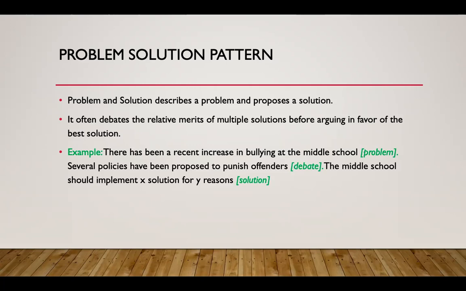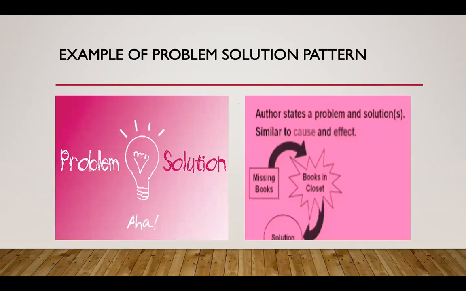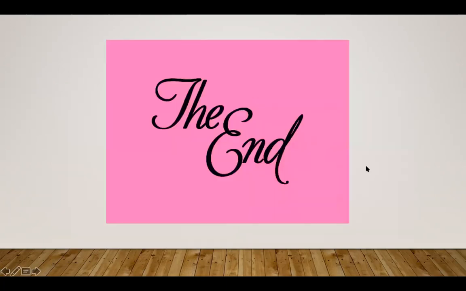So first you state the problem, then you discuss that problem, and then in the end you are going to provide solutions. Here you can see that there is a problem. Okay, now you have got a problem, so you are going to think about solutions as well. An author states a problem and solution similar to cause and effect. That's all. I hope it's clear.